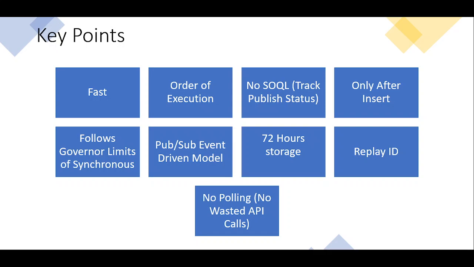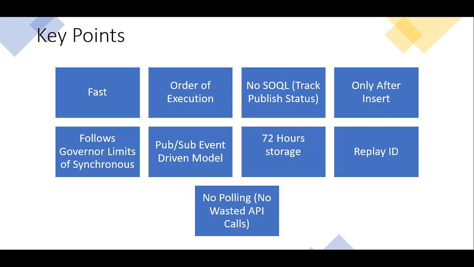72 hours storage, so they can retain their messages for 72 hours. Replay ID is a very important field, which is a standard field. The moment you create a platform event, the replay ID gets created. It is in incremental order. For example, right now I publish a platform event and the replay ID I got is 121, then another one I might get 122 or 126. Another one will be greater in number, but it's not necessarily in sequential order.